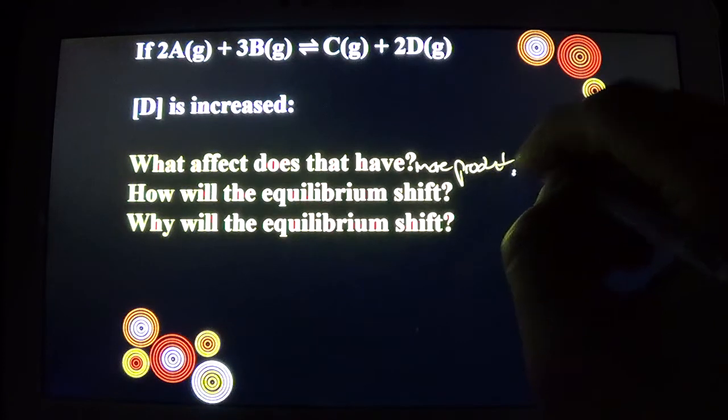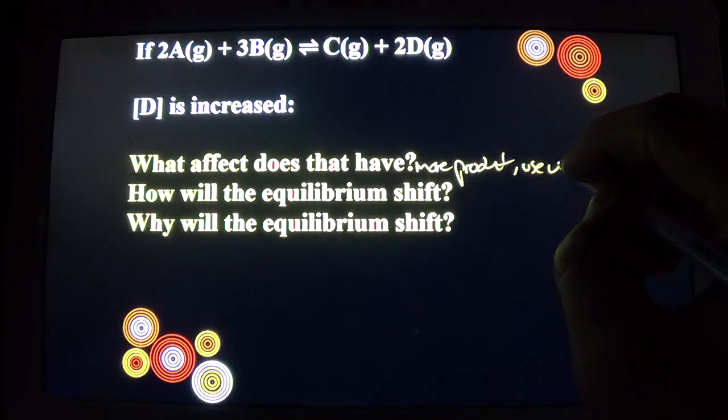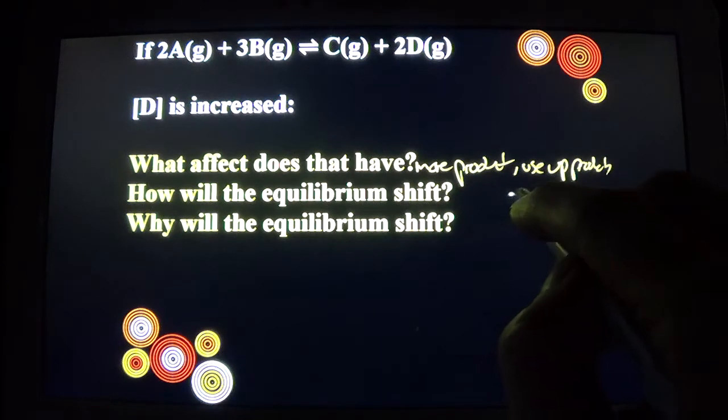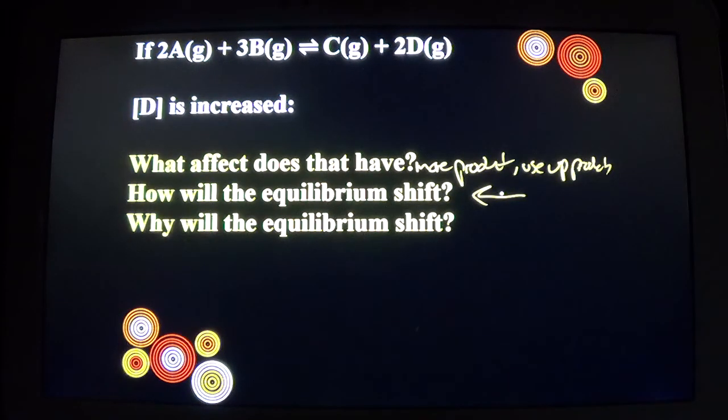What's going to be the opposite? We're going to use up product. How do I use up product? Take products and make reactants out of it. The reaction is going to shift to the left again.